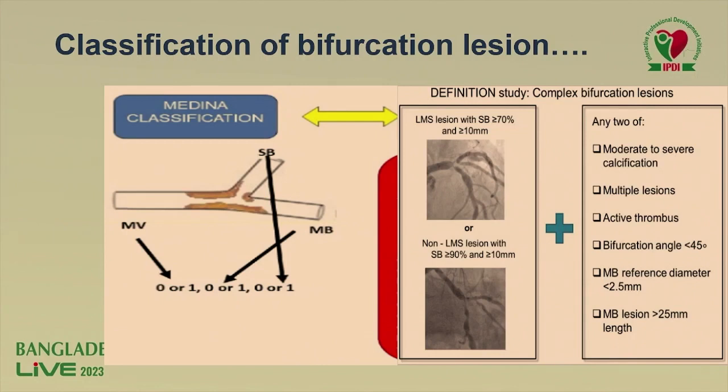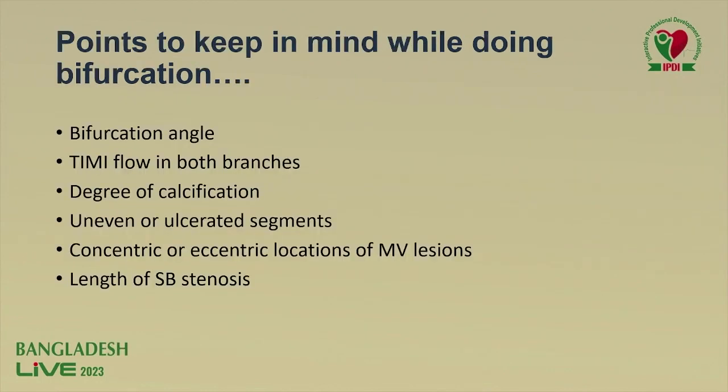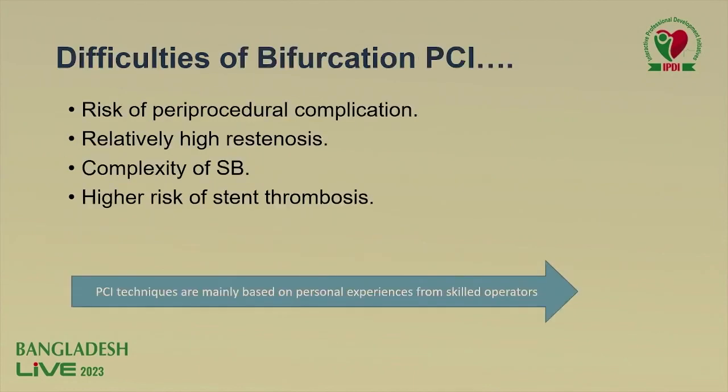A complex bifurcation lesion is defined as the presence of one criterion in the first box and any two of the criteria in the second box. So points to keep in mind while doing bifurcation PCI: angle, TIMI flow in both branches, degree of calcification, uneven or ulcerated segments, concentric or eccentric location of main vessel lesions, and length of side branch stenosis.